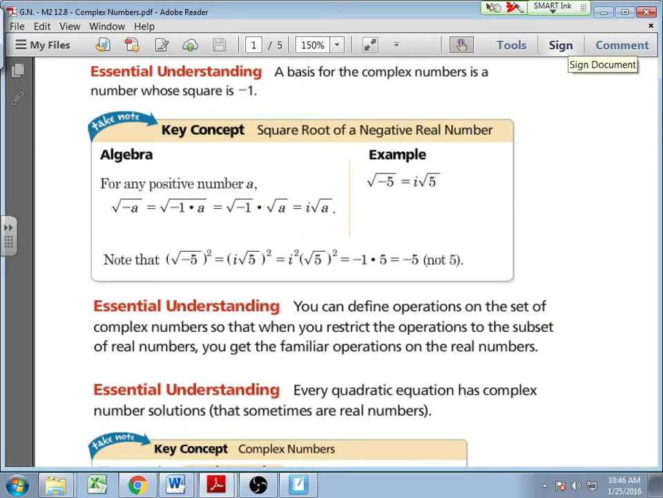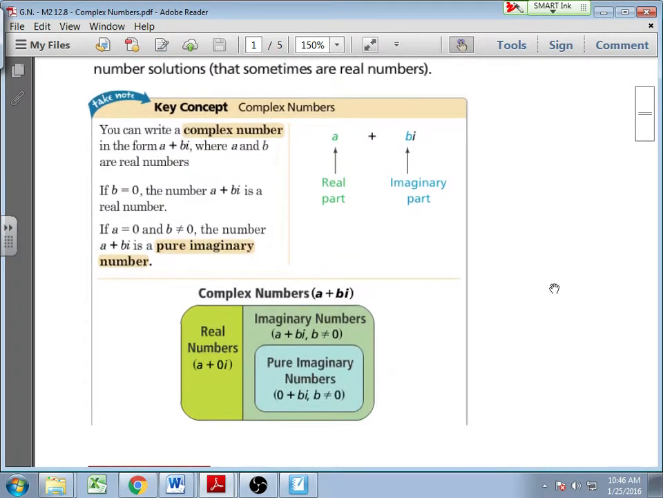And the other key concept here is when we talk about a complex number, it is a real number and an imaginary number.